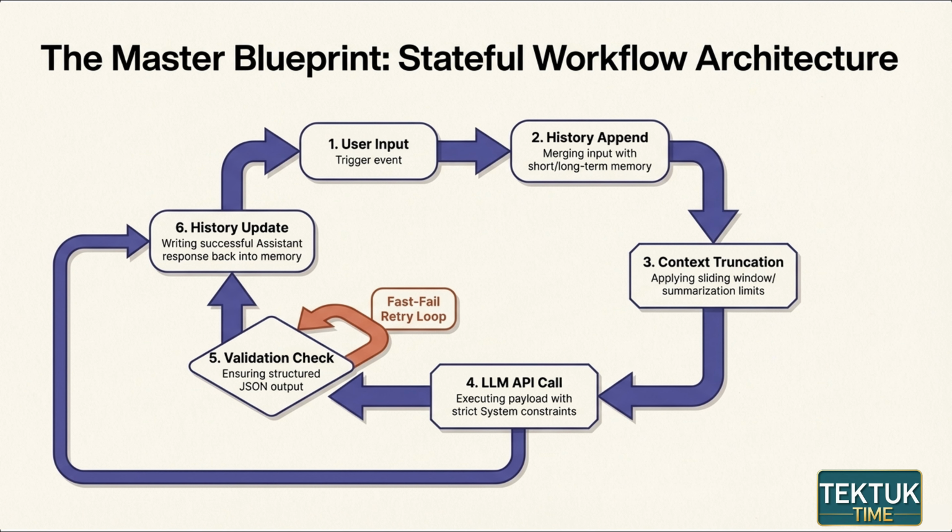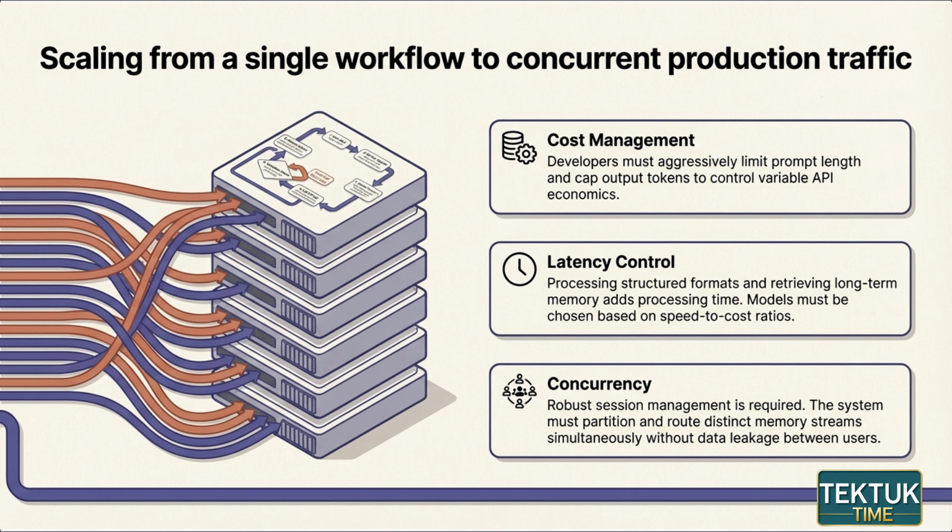Finally, part 6, scaling to production traffic. Taking that master loop we just looked at from one single user to 10,000 simultaneous users, that introduces massive infrastructure headaches. You now need incredibly robust session management. Your backend has to partition and route distinct memory streams simultaneously. Think about it. If user A's memory leaks into user B's context window, that is a catastrophic security failure and a massive privacy nightmare. Plus, processing those structured formats and constantly retrieving long-term memory adds serious overhead, demanding strict latency control just to keep the application feeling responsive.